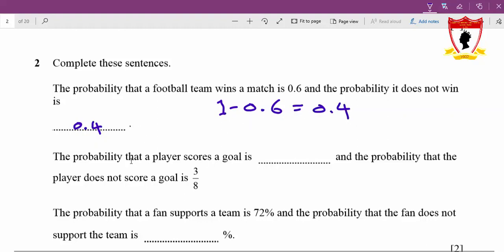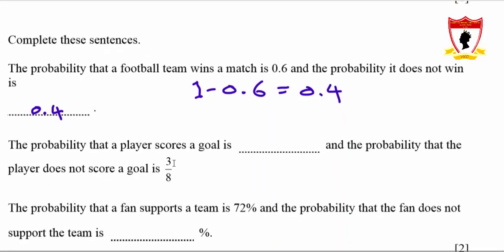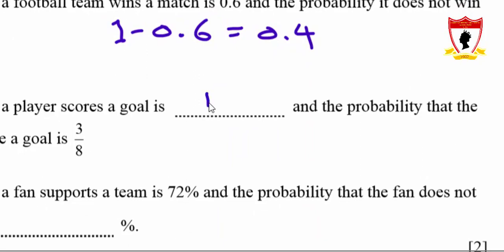Just the answer. The probability that a player scores a goal is not given, and the probability that the player does not score a goal is this. Then in this case, we have to again subtract this from 1, because this is the probability of not happening. Then the probability of happening is a fraction that adds up to 1 with this one. The easier way to do this, look at 3. How much more do you need from 3 to complete 8? We need 5 more. And the denominator never changes.